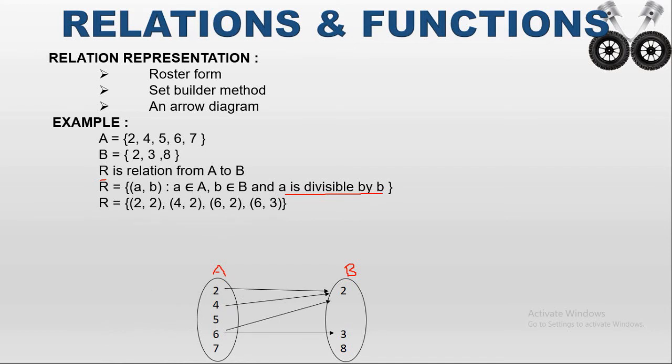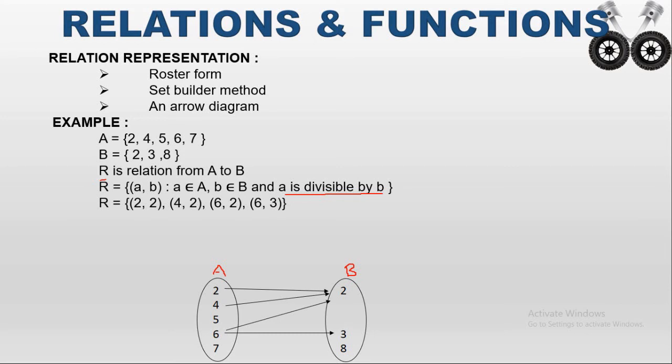So now I have to write the R value. How can you choose the R value? First you write the first element. What is the first element in set A? 2. The first element in B is 2. So 2 is divisible by 2, so I write the first pair (2, 2). Next, choose the first element 2 and the second element in B, 3. 2 is not divisible by 3, so I don't write that one. Next, choose the first element in A, 2, and the last element in B, 8. 2 is not divisible by 8, so I leave that one also.